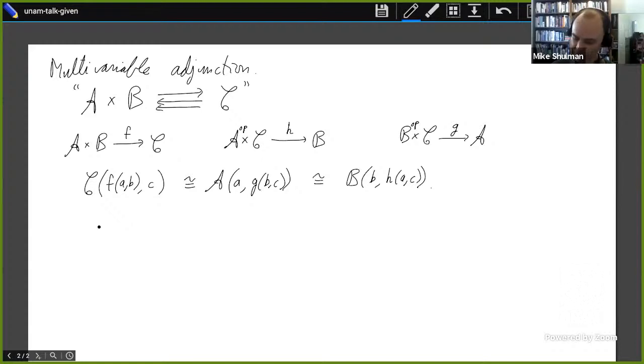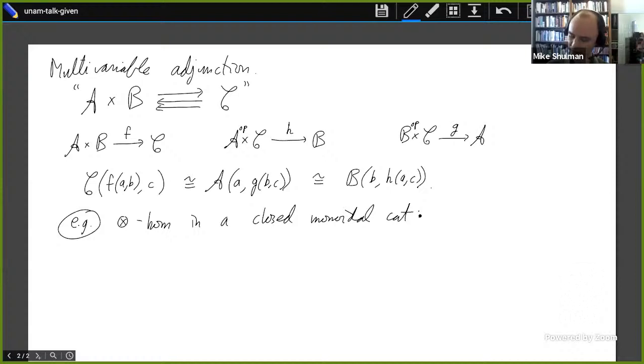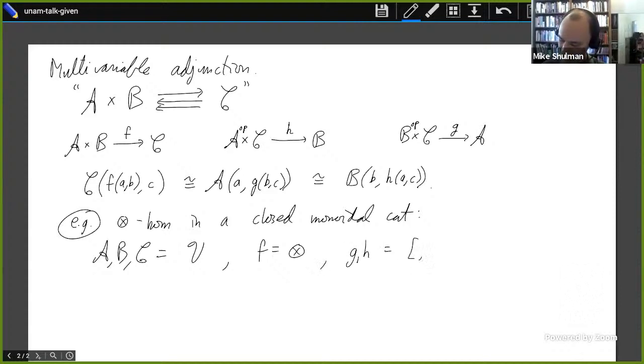And the canonical example of this is the tensor and internal Hom adjunction in a closed monoidal category. In that case, A and B and C are all some monoidal category V, and F is this tensor two-variable functor, and then G and H are some sort of internal Hom operations. If it's symmetric monoidal, then G equals H, or is isomorphic to it. If it's not symmetric, then G and H are a left Hom and a right Hom that satisfy this universal property.